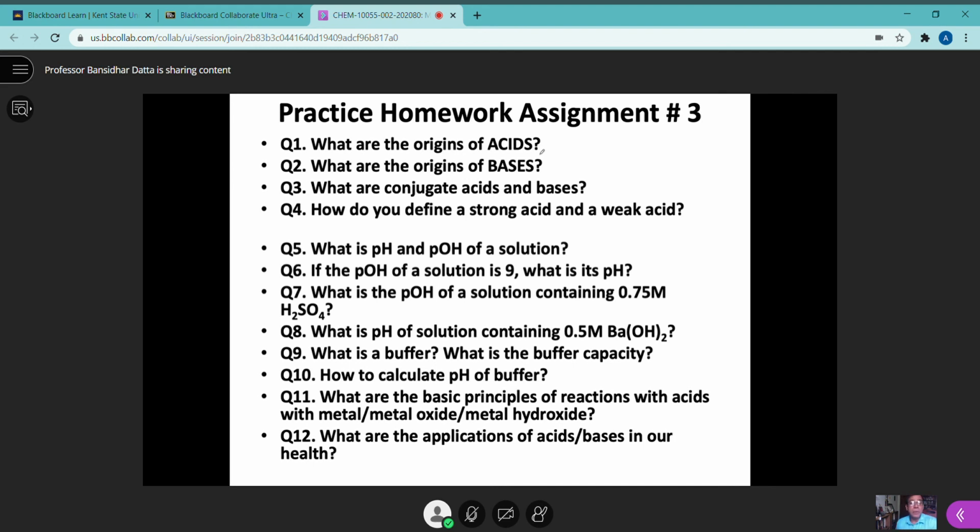Likewise, what is the pH of a solution containing 0.5 molar barium hydroxide? Barium hydroxide is not an acid, so we are not talking about a pH first. You should calculate the pOH, and once you get the pOH, subtract from 14 to get the pH. What is a buffer? What is buffer capacity? How to calculate the pH of a buffer? We just talked about it. The Henderson-Hasselbalch equation: pH equals pKa plus log of the concentration of A minus divided by HA.